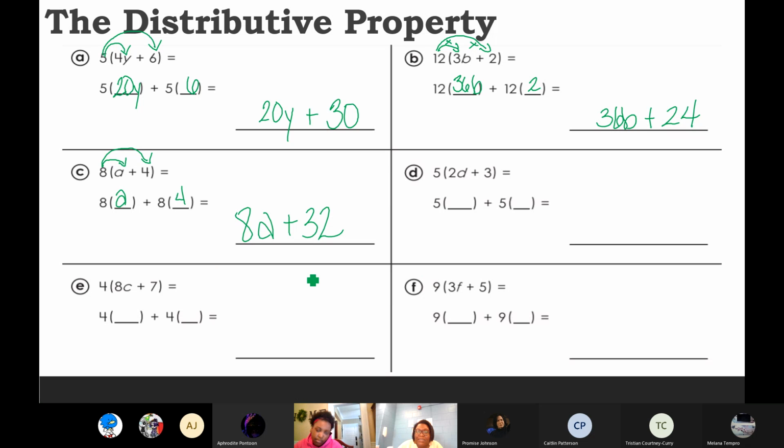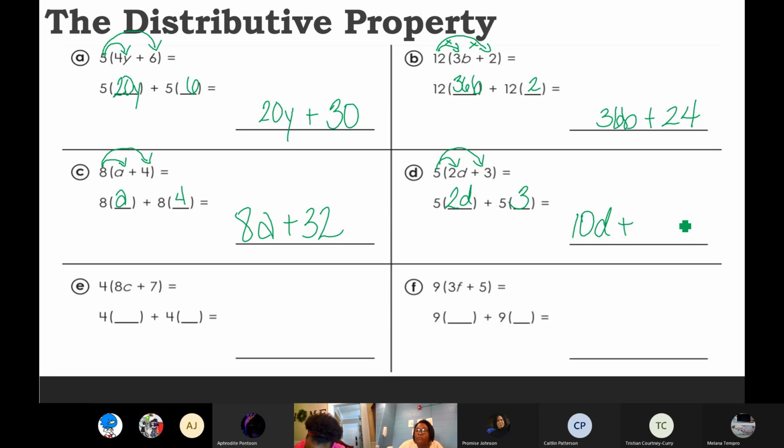So let's try D. We're distributing to both of these. So 2D and 3. What is 5 times 2? 10.